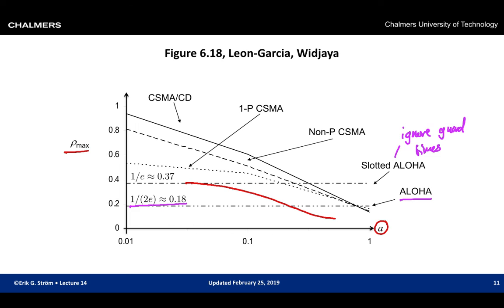Okay, and then we have these curves. Then let's go with the CSMA. So one-persistent CSMA here will go like this. It's claimed. And then non-persistent CSMA will go something like this, and CSMA with collision detection would be the best. Now, these are without collision detection, and this one is with collision detection. So if you have collision detection, you should do better than without collision detection.